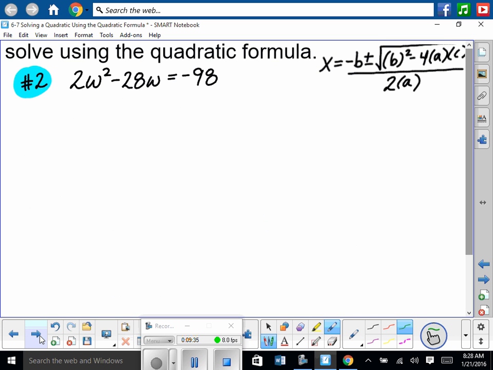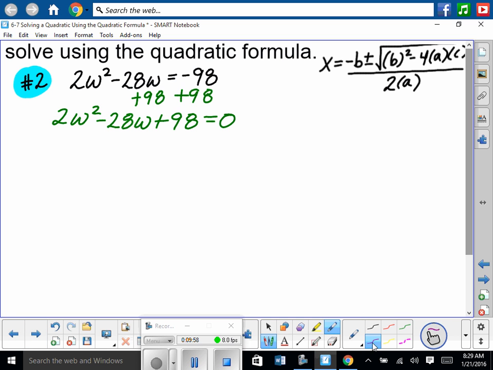Okay, so here we go. Solve using the quadratic formula. I'm doing number 2. First things first, it has to be in standard form and set equal to 0. It's not equal to 0, so I'm going to add 98 to both sides. So we have 2w squared minus 28w plus 98 is equal to 0. You're going to get your A, B, and C wrong if it's not in standard form, highest degree to lowest degree. We're good. Our A is 2, our B is negative 28, and our C is 98. If you even mess up right here at the beginning with a negative, the whole problem's wrong. So every little thing counts with the quadratic formula.